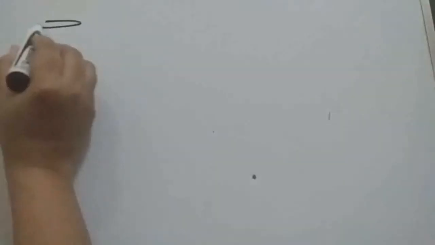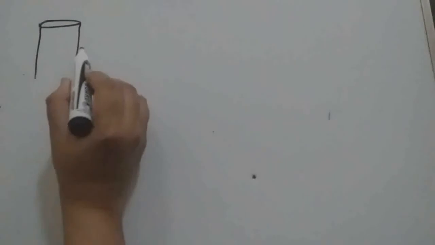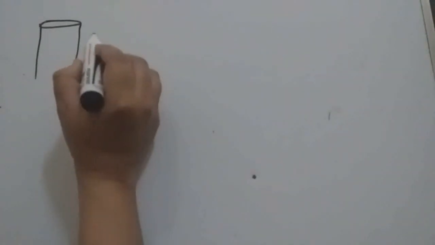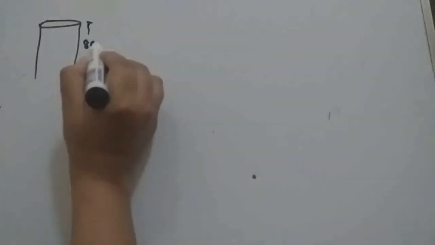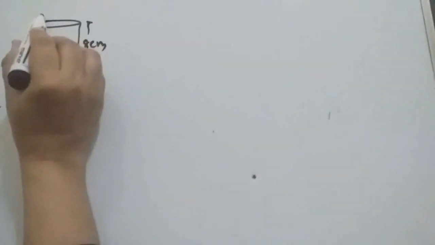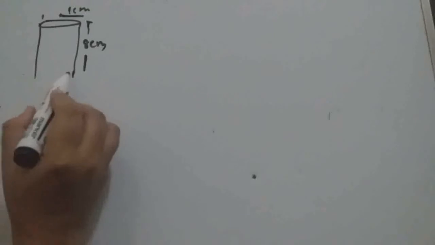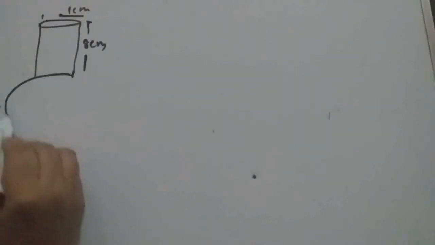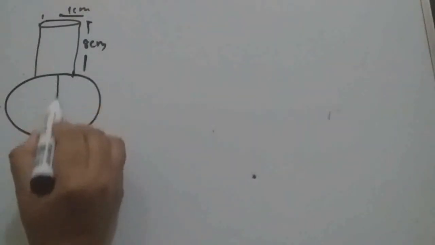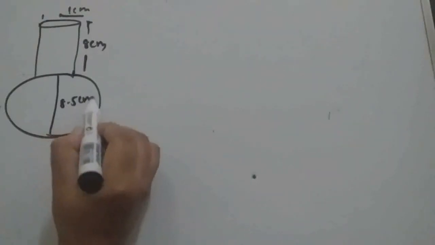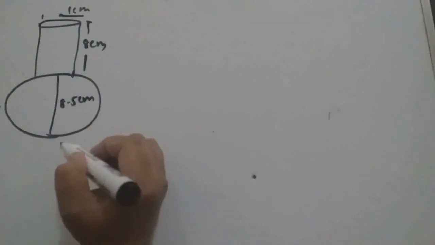Question number 8. A spherical glass vessel has a cylindrical neck. So cylindrical neck is given. Okay, height is 8 centimeter long. Diameter is 2. So radius will be 1. Okay. Then diameter of the spherical part is given. This spherical part is 8.5 centimeter. So radius will be 8.5 by 2.